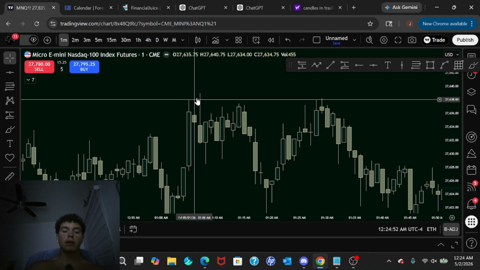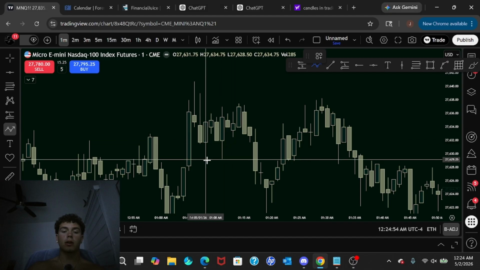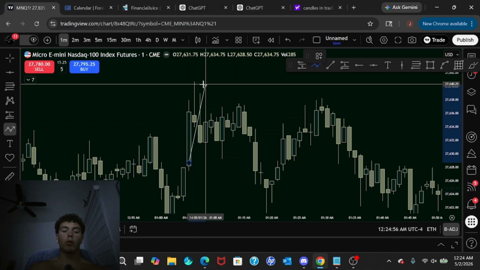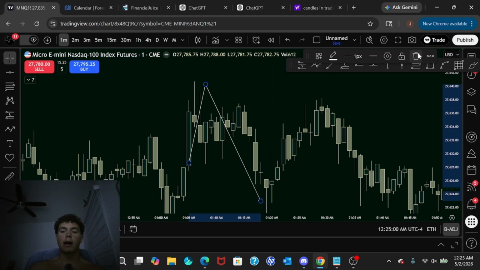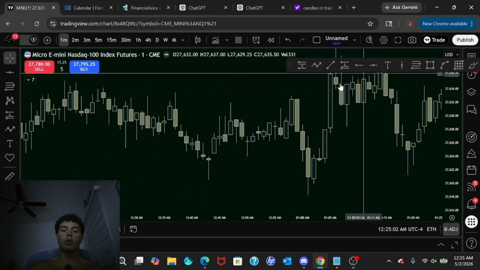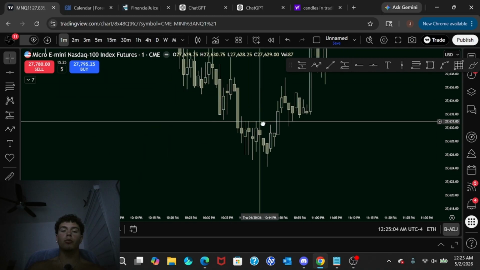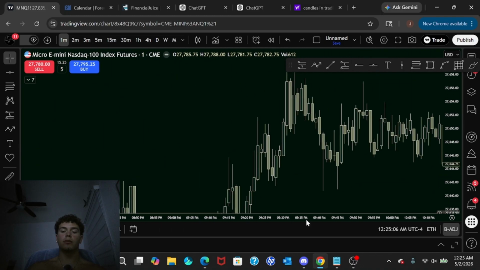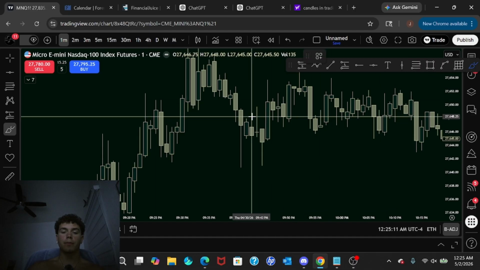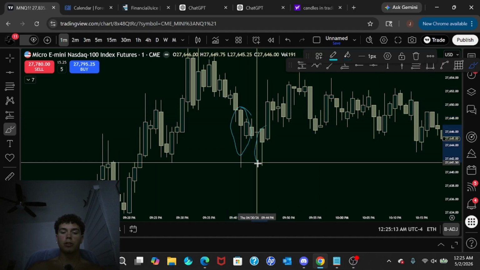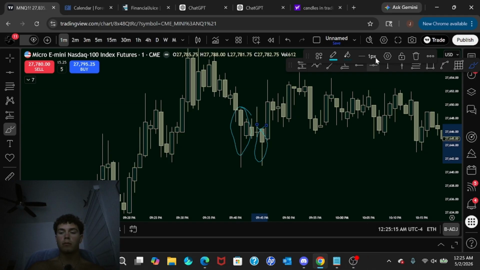What does this tell us? That we're going up. We came all the way up here, we said nope, and started heading back down. I want you guys to find 3 of these on your own chart. And then I want you to find 3 bullish rejection candles. So this is rejection right here. This is rejection. This is rejection.